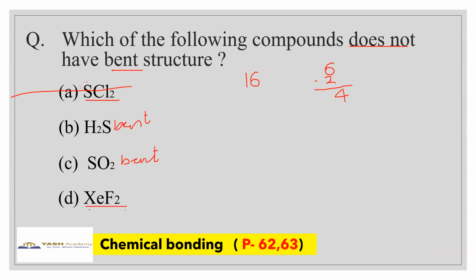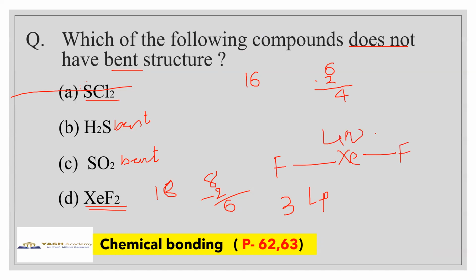Now what about XeF2? It belongs to group 18, means there are 8 valence electrons, and out of 8 valence electrons, 2 electrons are used in the bond formation. So there are 6 electrons left. So 6 electrons means 3 lone pairs of electrons. So this XeF2 does not have a bent structure, it has a linear structure.